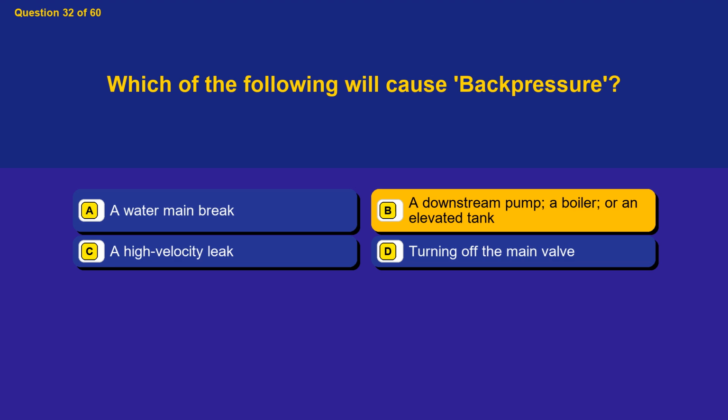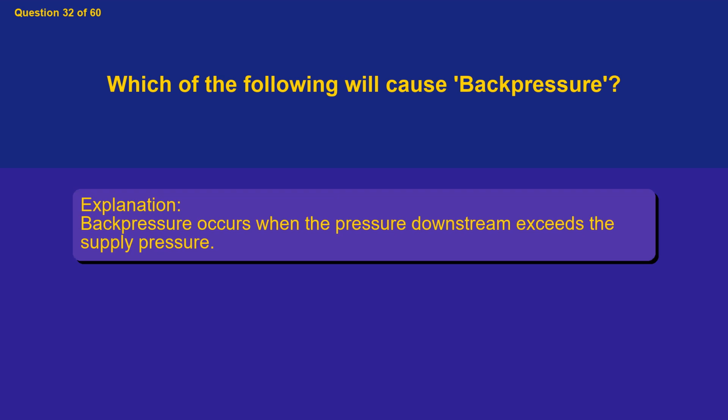The correct answer is option B, a downstream pump, a boiler, or an elevated tank. Back pressure occurs when the pressure downstream exceeds the supply pressure.